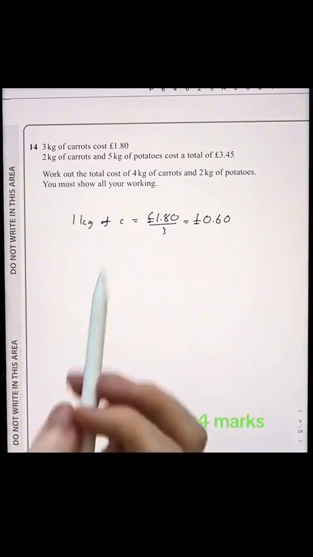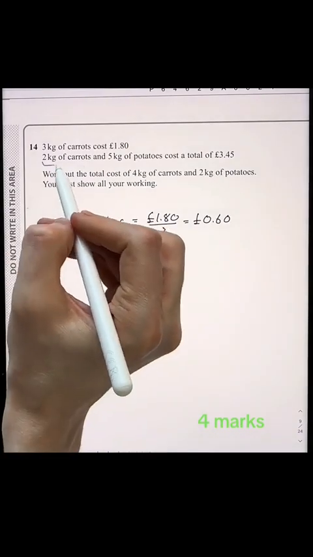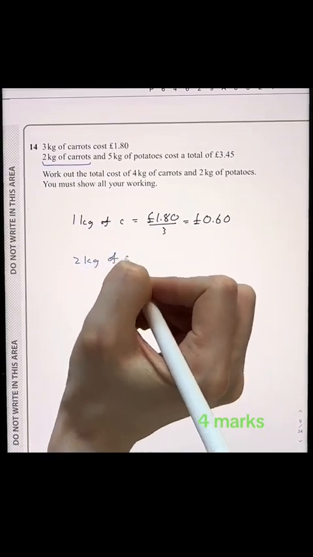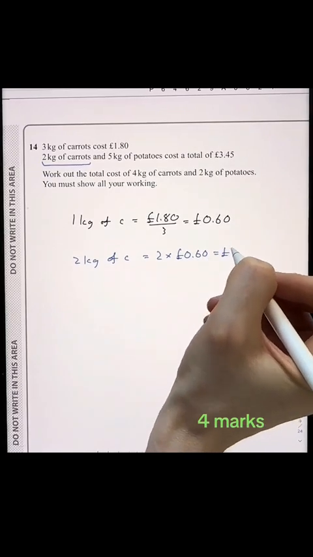I now know 2 kilograms of carrots and 5 kilograms of potatoes has a total cost of £3.45. Well, 2 kilograms of carrots, as I know 1 kilogram of carrots costs 60 pence. Therefore, 2 kilograms of carrots is going to be 2 times 60 pence. And 2 times 60 pence will give us £1.20.